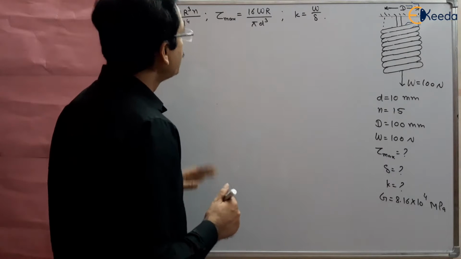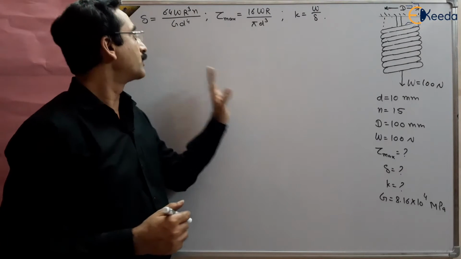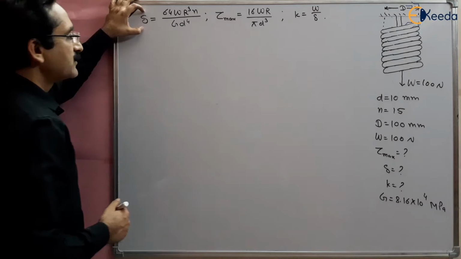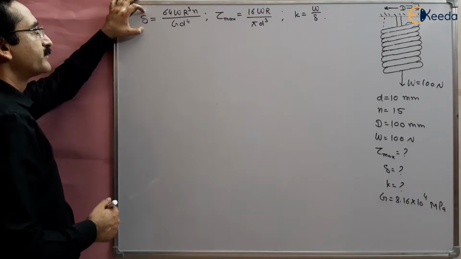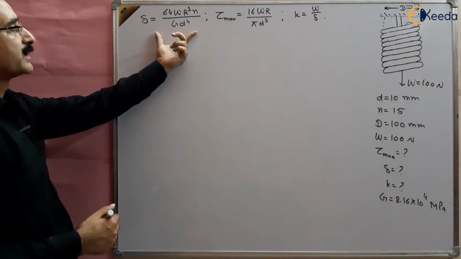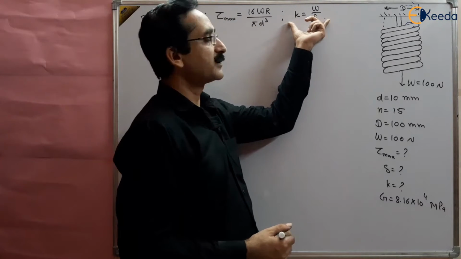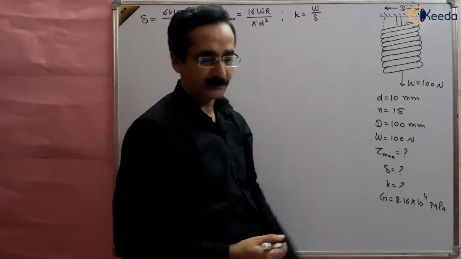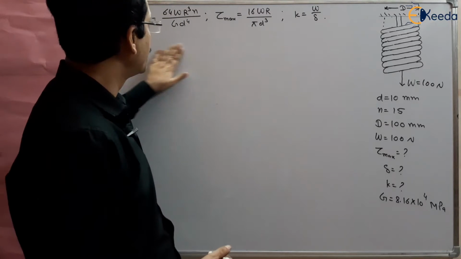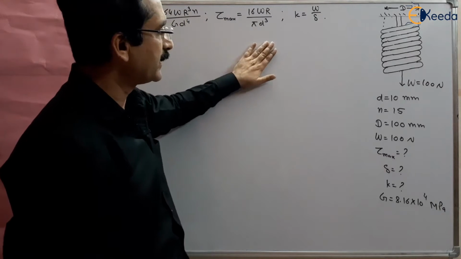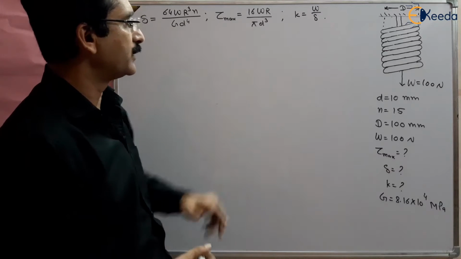We should know some formulas about this. The deflection of the closed coil spring is given by this equation. Maximum shear stress is given by this equation, and stiffness is given by load per unit deflection. These formulas should be known to us, and we can directly apply them and find the values.